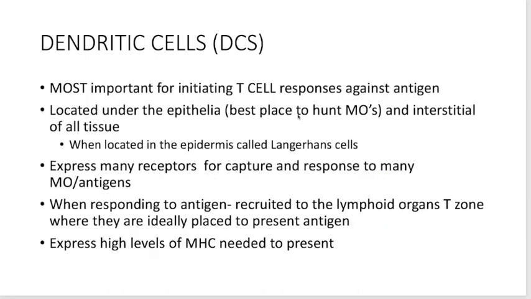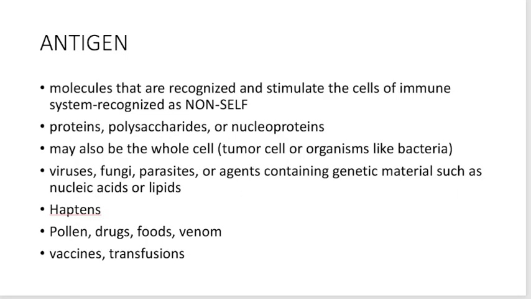Dendritic cells are most important for initiating T cell responses against antigen. They are located under the epithelium, the best place to hunt microorganisms, right, after exposure from the primary and secondary boundaries, and they express high levels of major histocompatibility complexes. Antigen. So what is an antigen? Basically any molecule that is recognized and stimulates the cells of the immune system. It is recognized as non-self. All of that which is not recognized as self is considered an antigen.